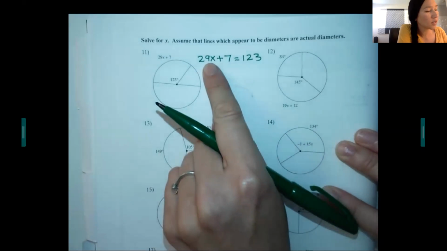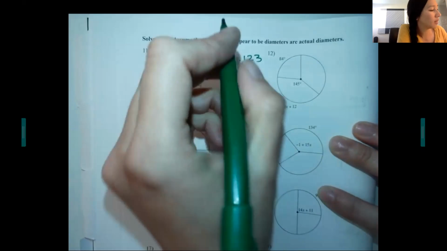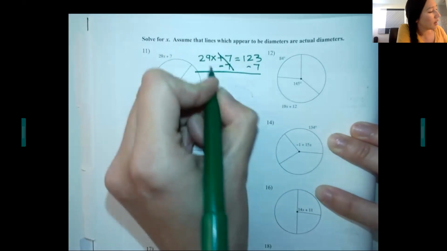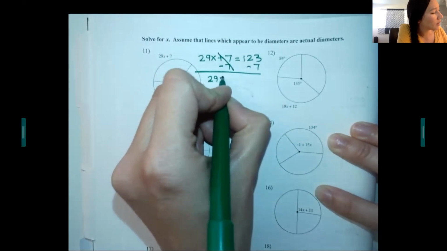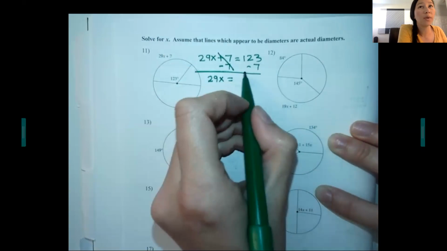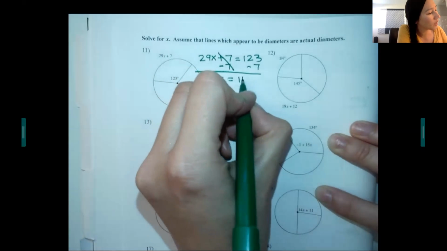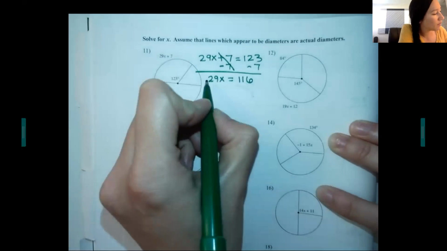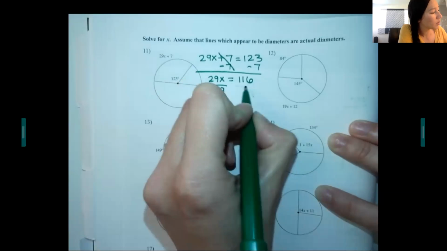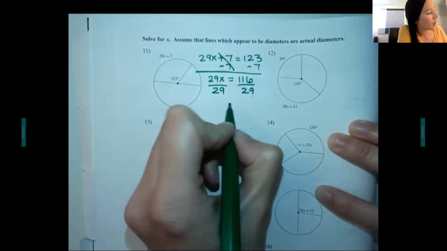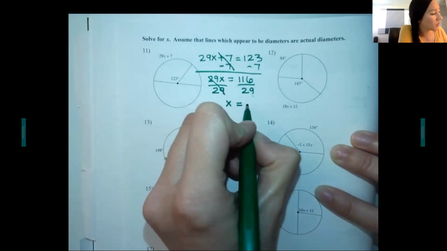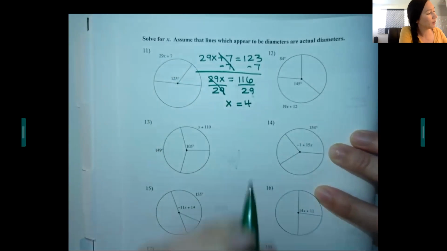So we need to get x all by itself. So first we get rid of the 7. So we subtract 7 from both sides. Then we get 29x equals 123 minus 7, which is 116. Then we need to get rid of the 29, so we divide both sides by 29, leaving us with x equals 116 divided by 29, which is 4.